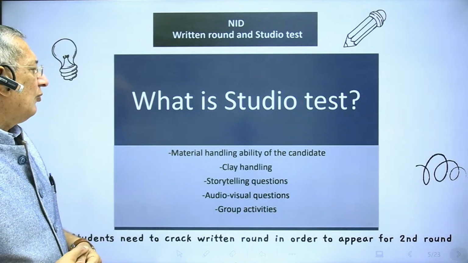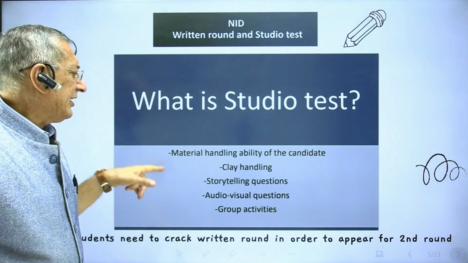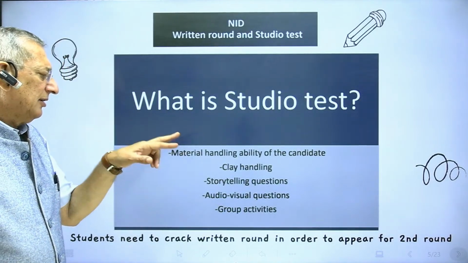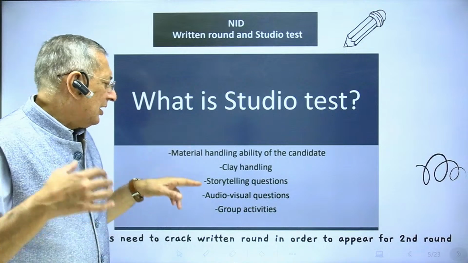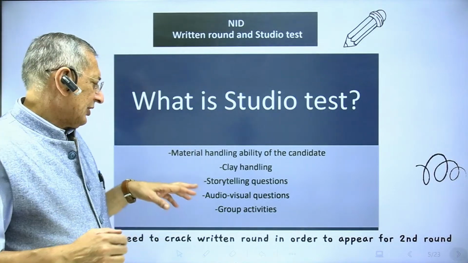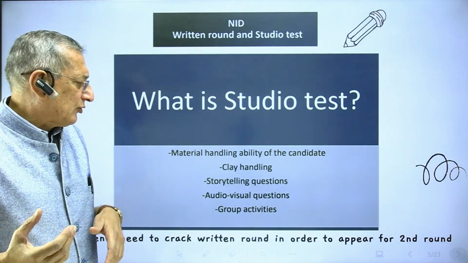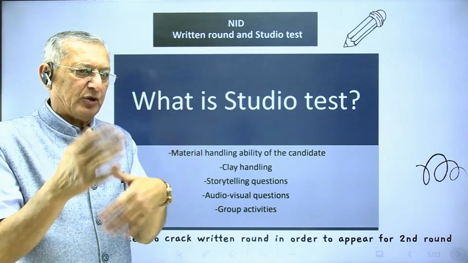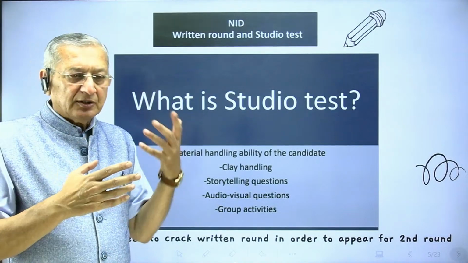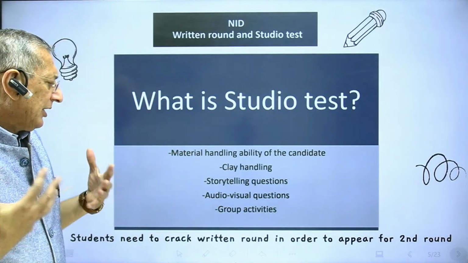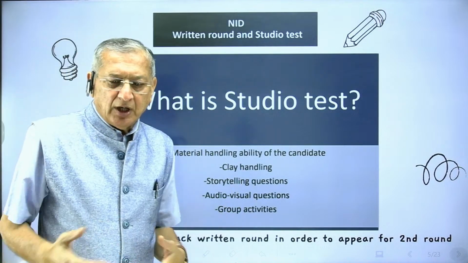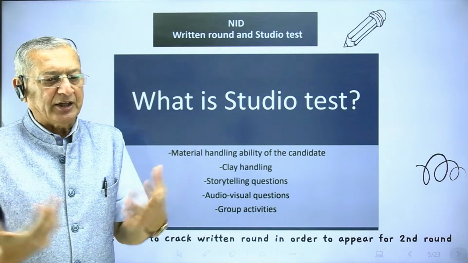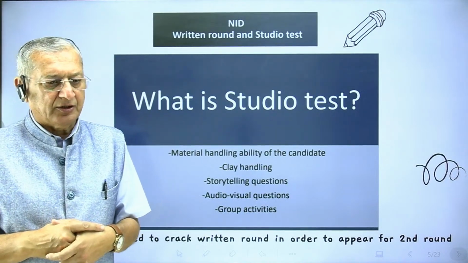Now we come to what the studio test is. Material handling ability of the candidate: clay handling, maybe POP handling, storytelling questions, then audiovisual questions, like they give you a series of sounds and you have to recognize the whole series sequentially. And then there may be a group discussion or group activity on which a panel of jury will be checking you.